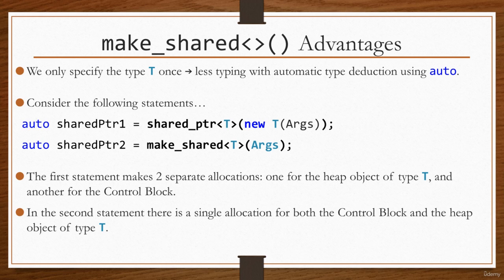Now, if we consider these two statements, the first statement is going to make two separate allocations, one for the heap object of type T and another allocation for the control block. But in the second statement, where we use makeShared, there is a single allocation for both the control block and the heap object of type T. So it is more efficient to use makeShared than it is to use the constructor for the shared pointer.